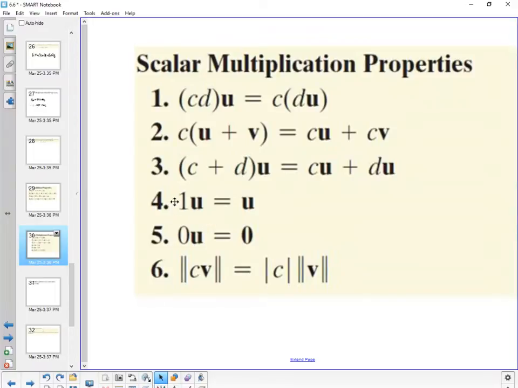What's this one right here, guys? 1 times u. Distributive? Not distributive. That's distributive up here, these two. Multiplicative? No. Identity. That's the identity for multiplication. You can multiply by 1, and you don't change anything. This one should be obvious as well. That's a zero product property, right? We use that a lot for polynomials, finding zeros.